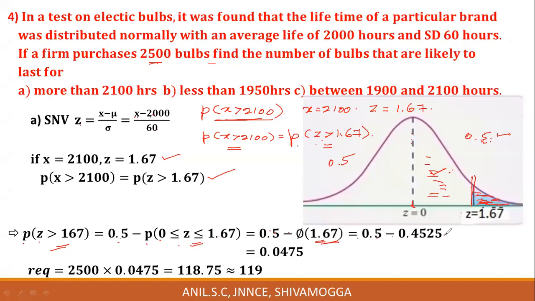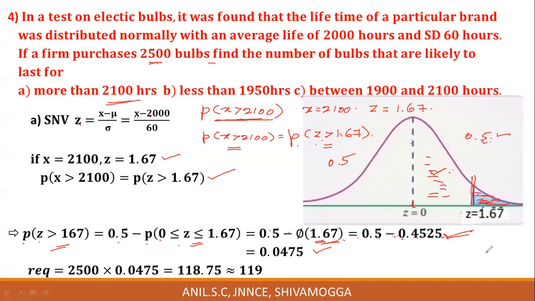This is given by the table as 0.4525. We obtain this value by using the normal distribution table. And 0.5 minus 0.4525 is 0.0475. This is the probability for any bulb to burn for more than 2100 hours.